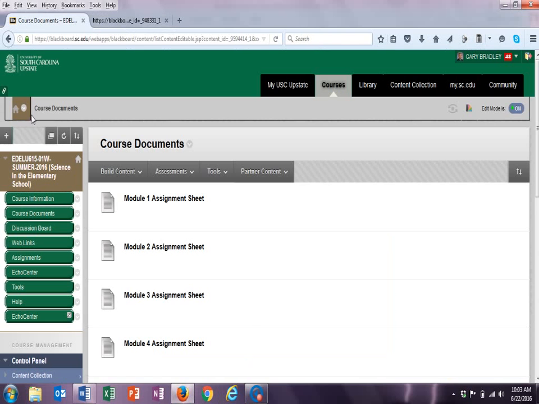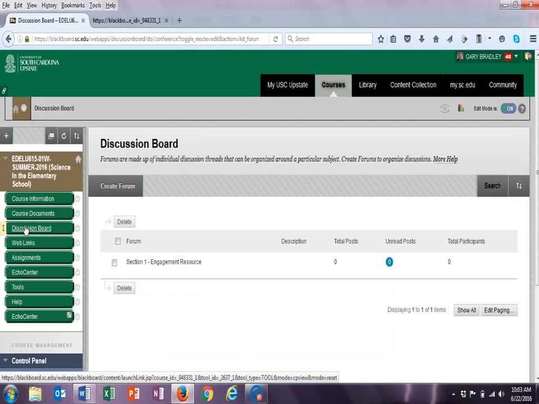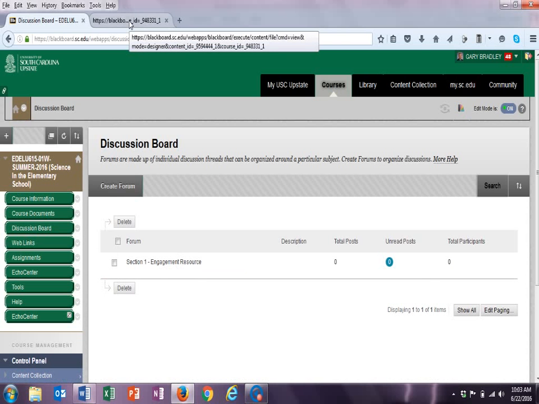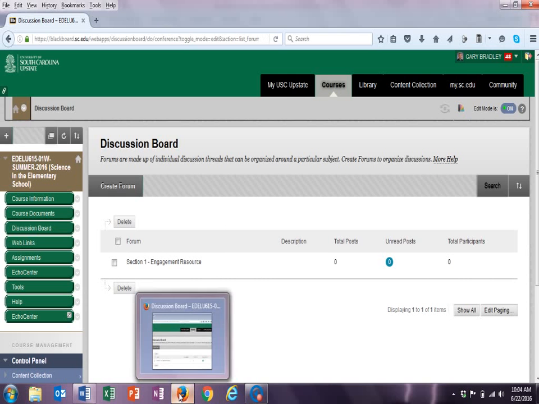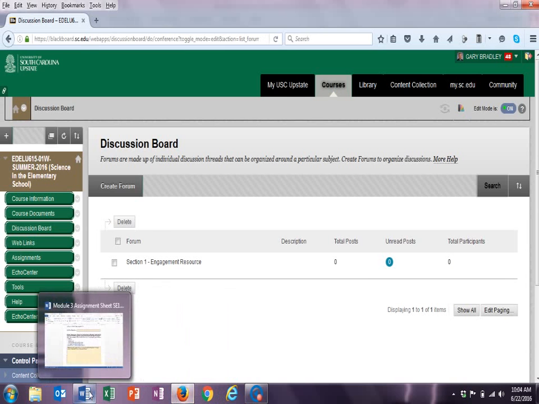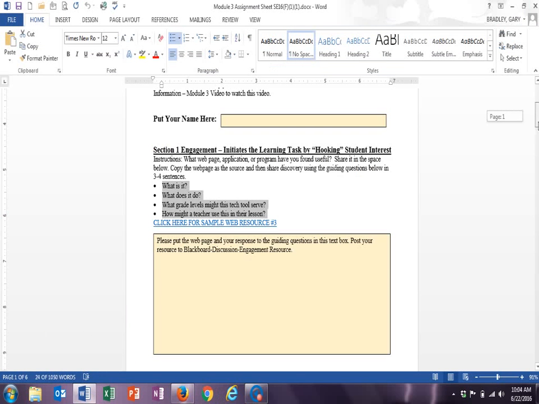And if we go back to Blackboard and you go over here to discussion board, please do post it right there on discussion board, right there where it says engagement resources. So that is a place where we can share our great resources and come back at a later time and hopefully use those resources in our own classroom. Okay, let's take a look at section number 2.